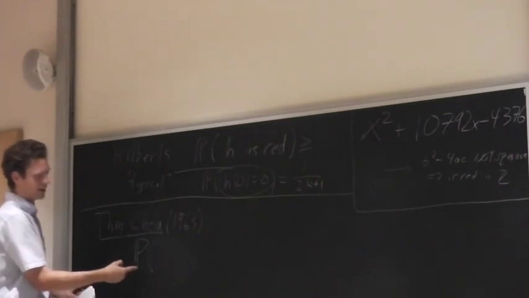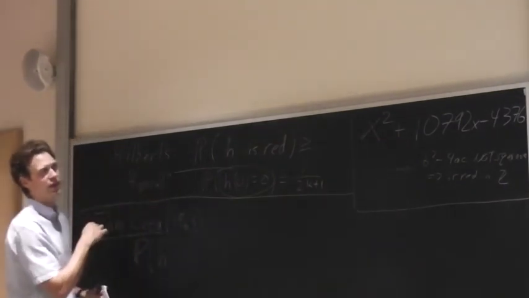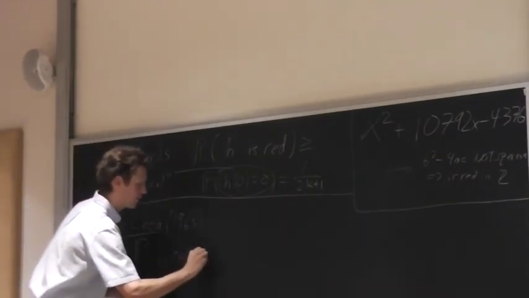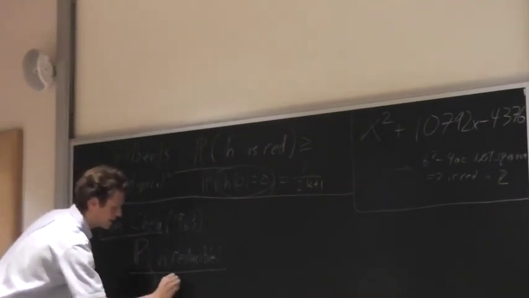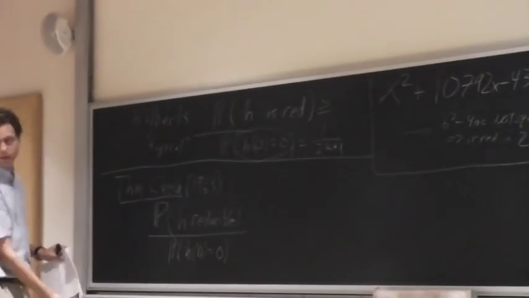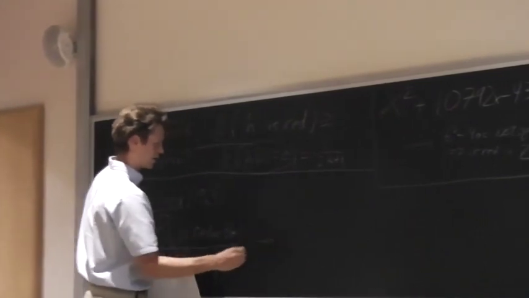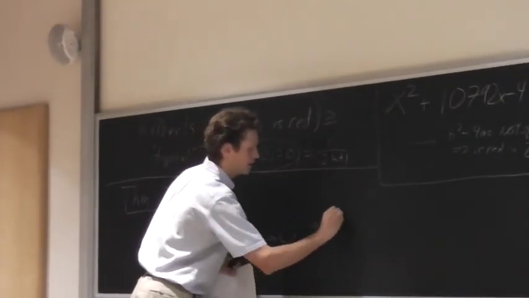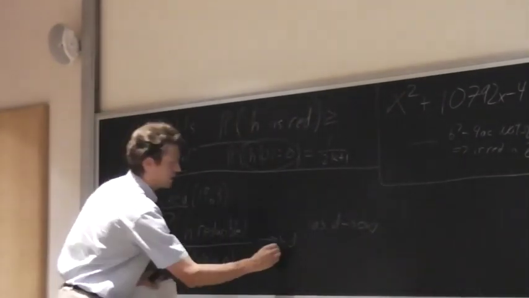So we take the probability that one of these random polynomials h, of the sort where the degree is fixed and the coefficients are growing, is reducible, divided by the probability that h of 0 equals 0. That's maybe the simplest way for the polynomial to factor. This goes to some constant, c of d, as d goes to infinity, and this is explicit.